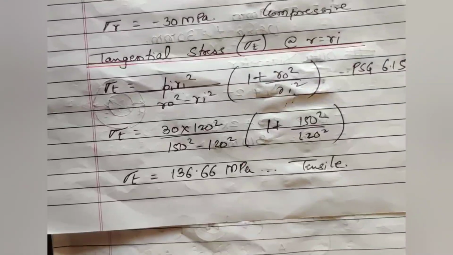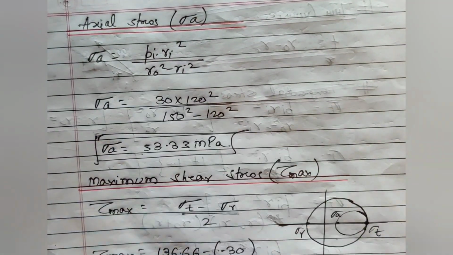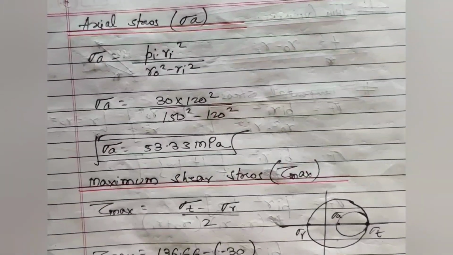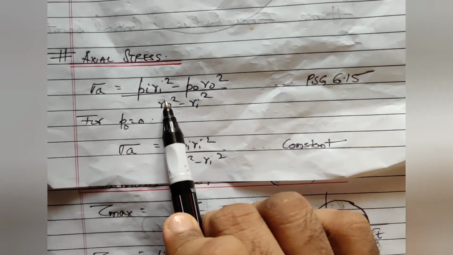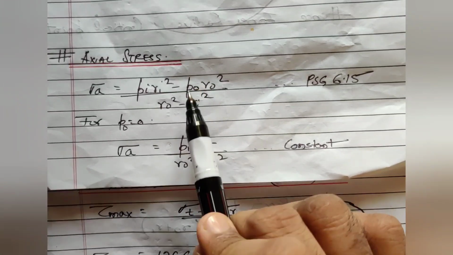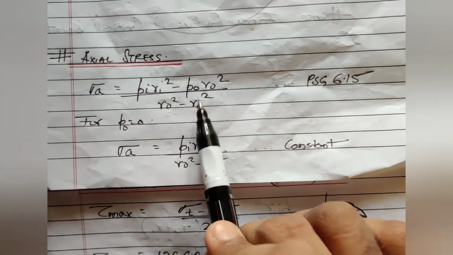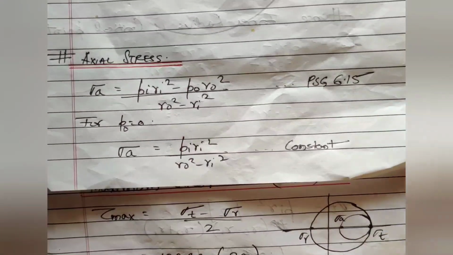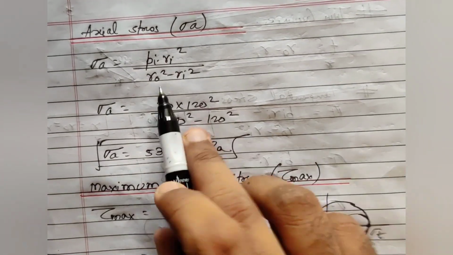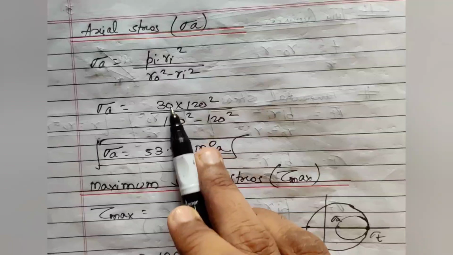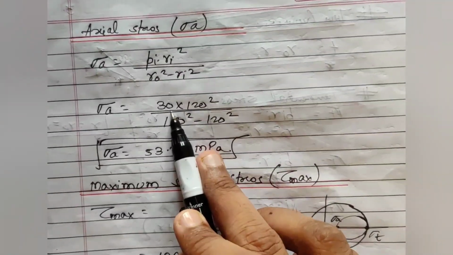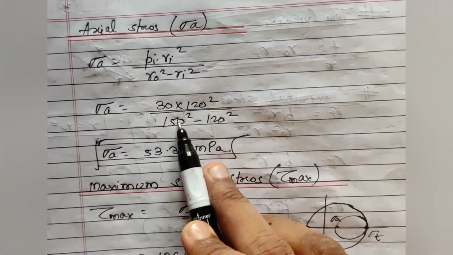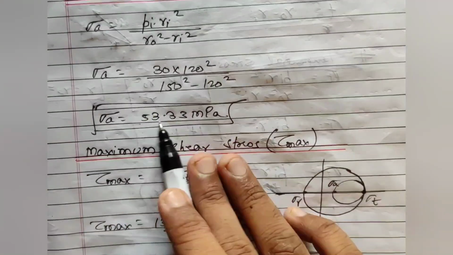Now next one was the axial stress. So let us check the axial stress value. Again the same equation in terms of external pressure is given on PSG 6.15. Again external pressure is 0 in this case. So Pi Ri square over (Ro square minus Ri square) will be your axial stress. So Ro value we know, Pi value we know, which is 30, 120, 150, and substituting, what you will get is 53.33.